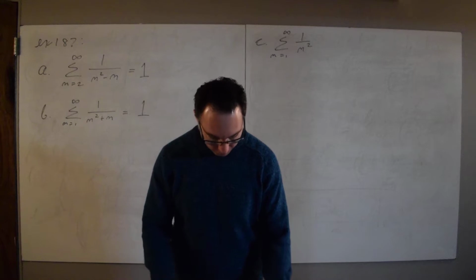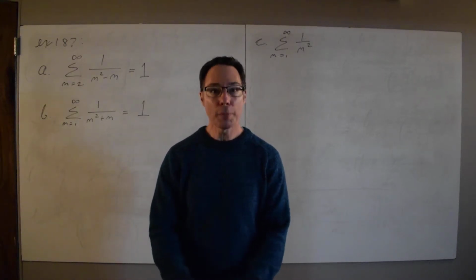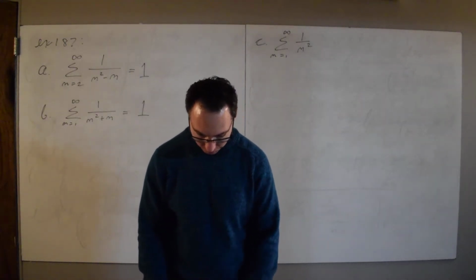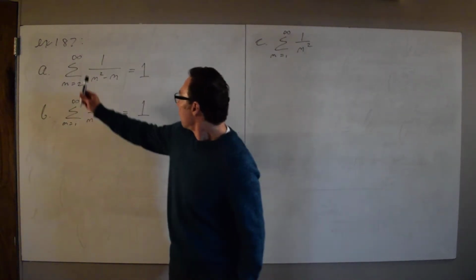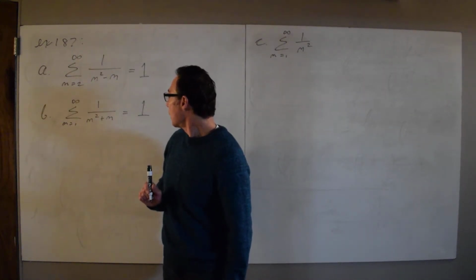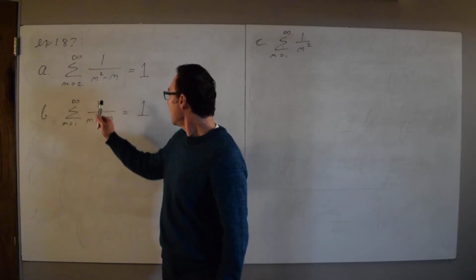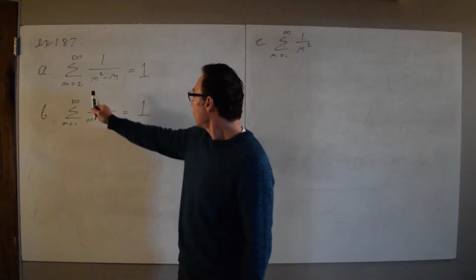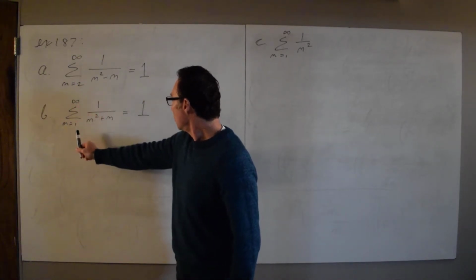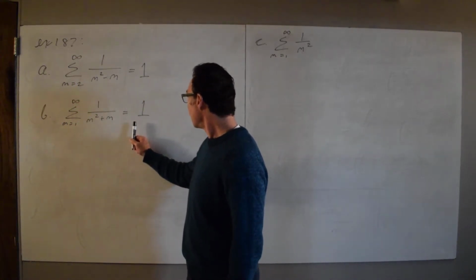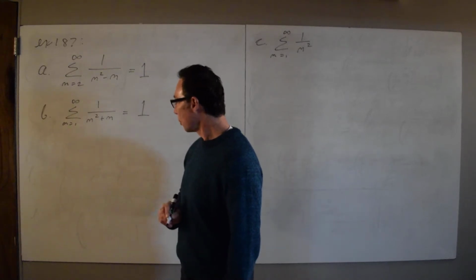This is a continuation of the Chapter 27 video. So in the previous video we started example 187 and we looked at parts A and B. And we saw that this series converges to 1. Notice we started at 2 and this series converges to 1 where we started at 1.